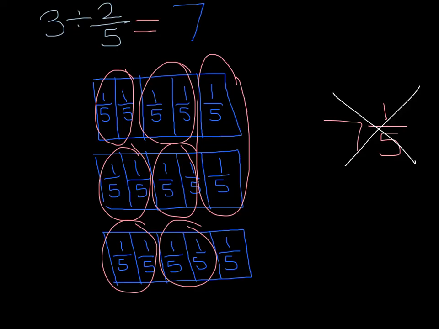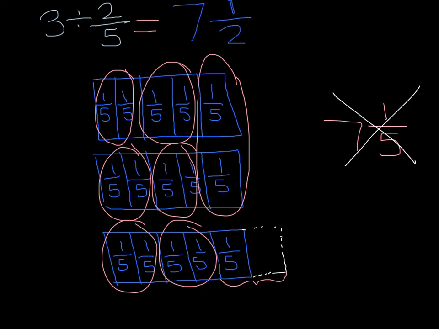So let's draw in our imaginary piece right here. 2/5 would make one group. So again, we are saying that we have one piece out of 2 to make a group. So the answer is actually 7 1/2.